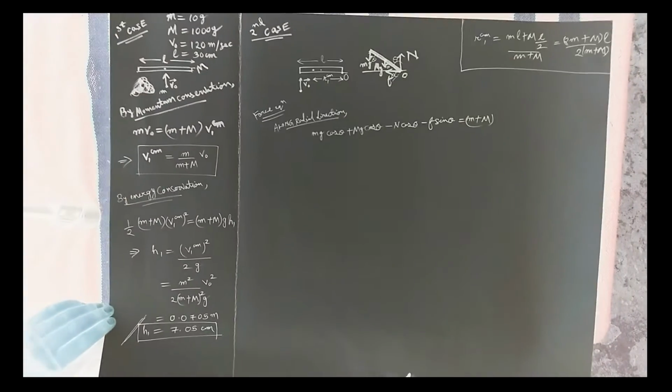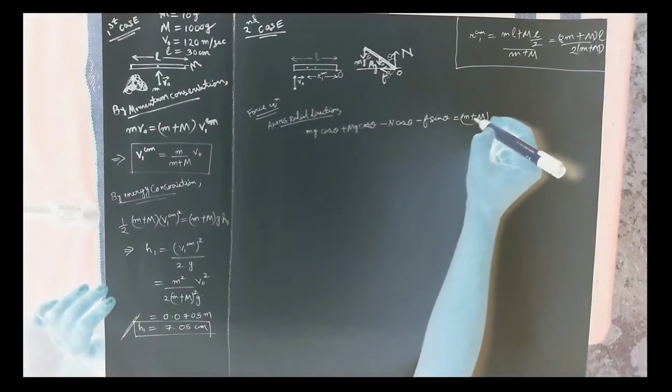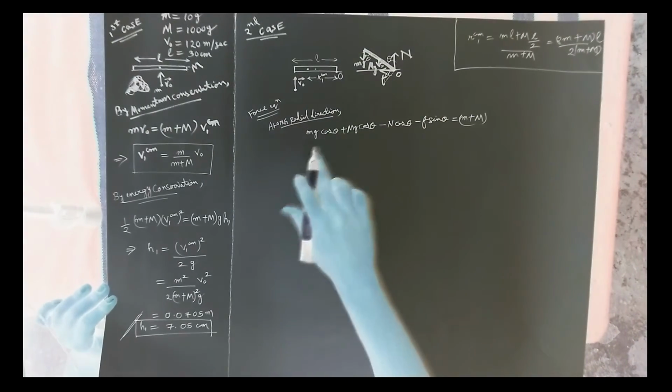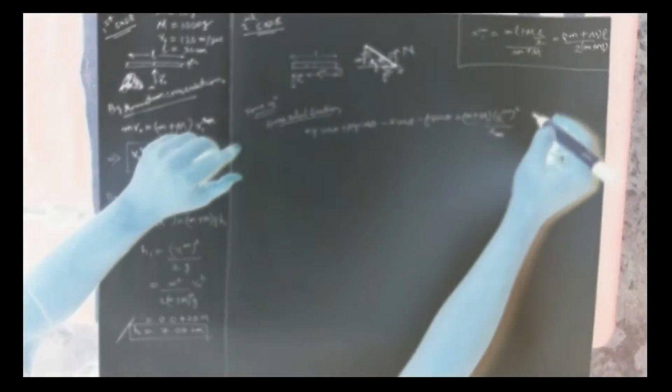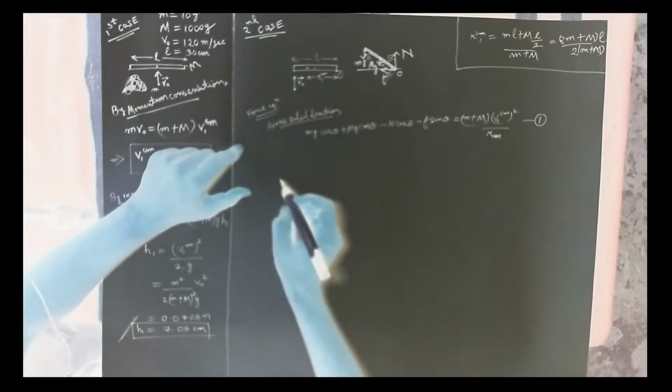Okay. So along the radial direction, the forces are these, that is, (m plus M) v1cm square divided by rcm. This is my first equation.